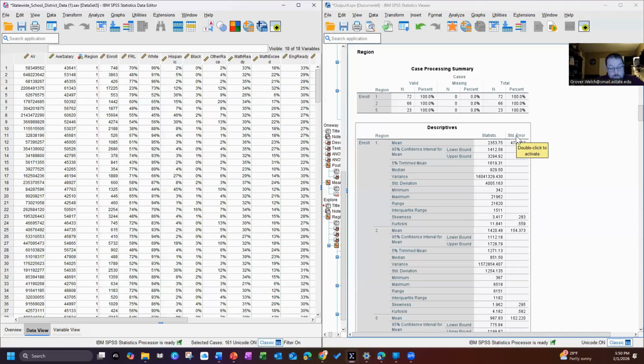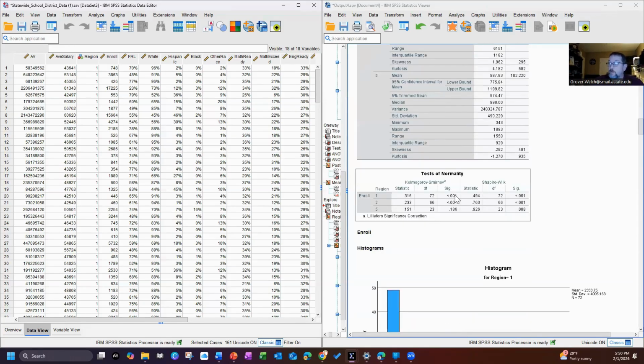That gave me an output processing summary. Looking at the test of normality table, specifically the Shapiro-Wilk test, that was down here where I had my significance. Statistically, for region 1, the significance is less than 0.001. For region 2, the significance was less than 0.001. And for region 5, the significance was 0.088, which is above my 0.05.